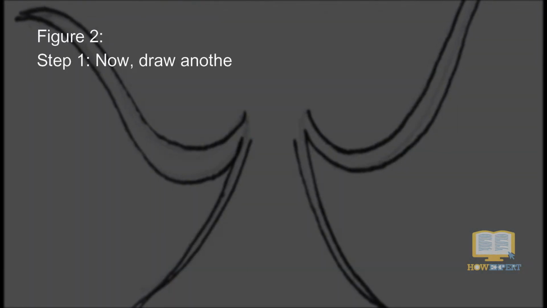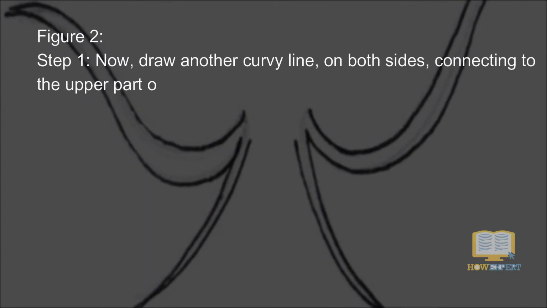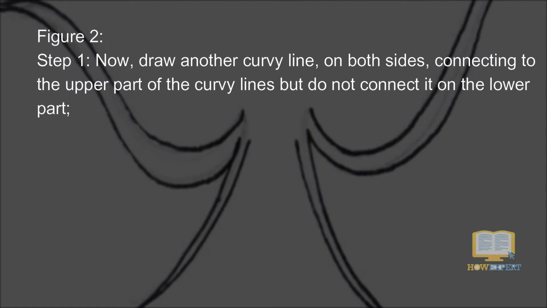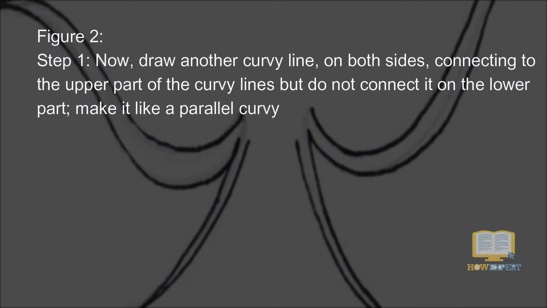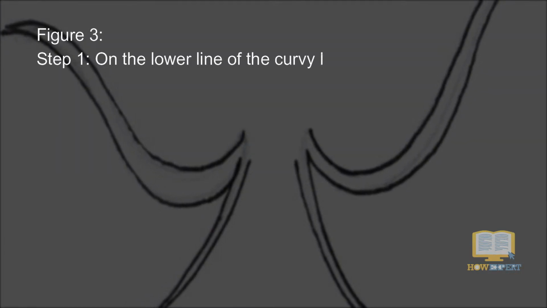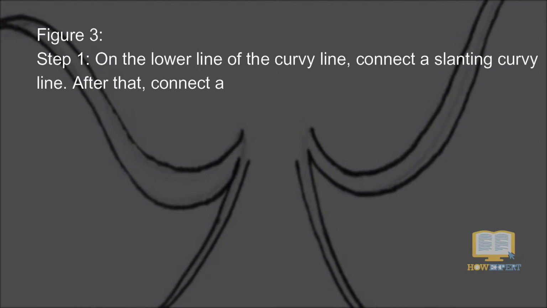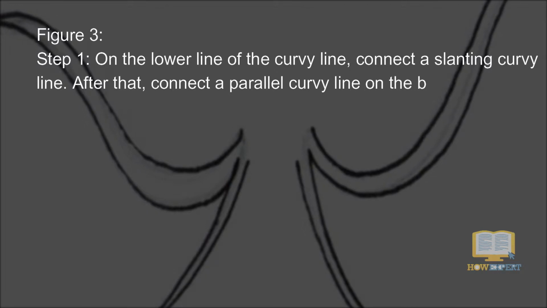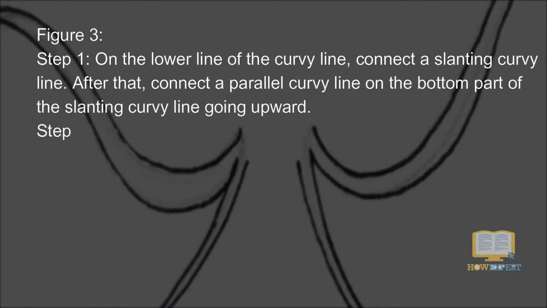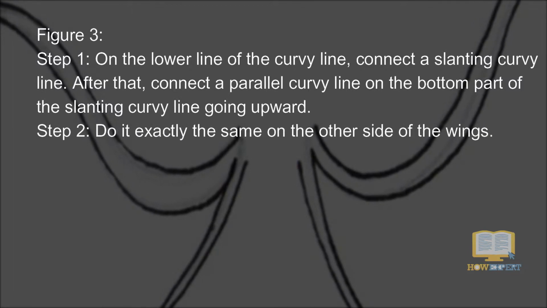Figure 2, Step 1. Now draw another curvy line on both sides, connecting to the upper part of the curvy lines, but do not connect it on the lower part. Make it like a parallel curvy line. Figure 3, Step 1. On the lower line of the curvy line, connect a slanting curvy line. After that, connect a parallel curvy line on the bottom part of the slanting curvy line going upward. Step 2. Do it exactly the same on the other side of the wings.